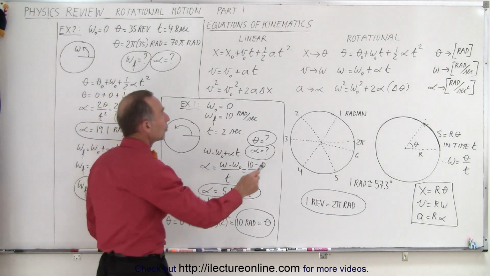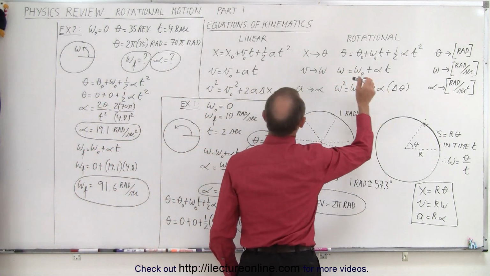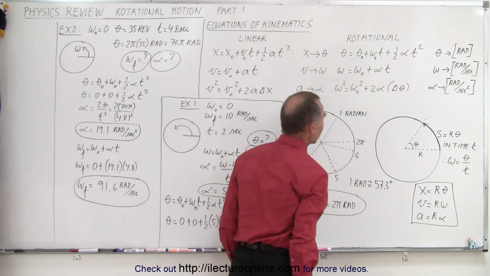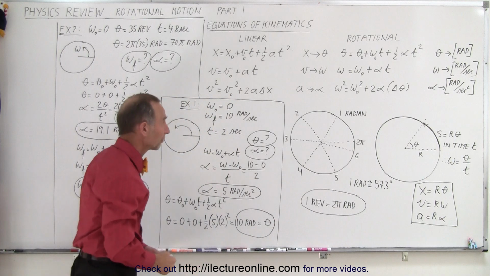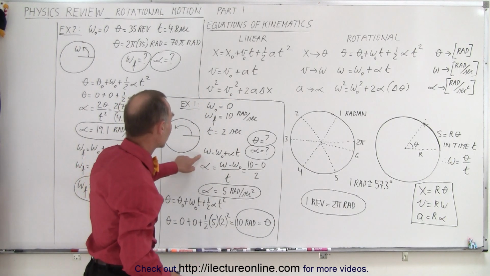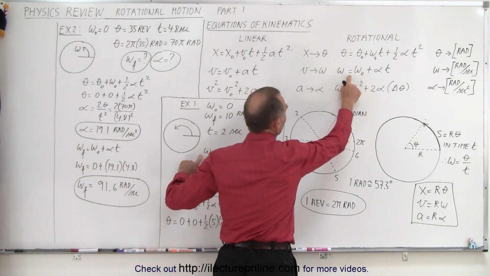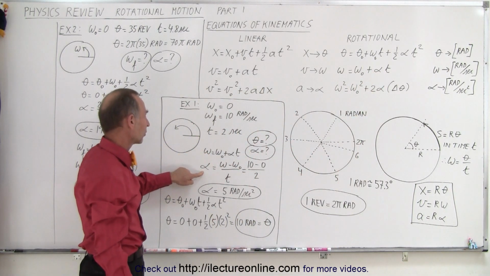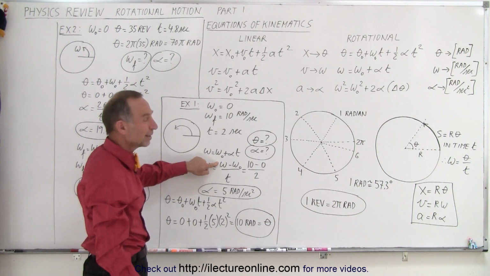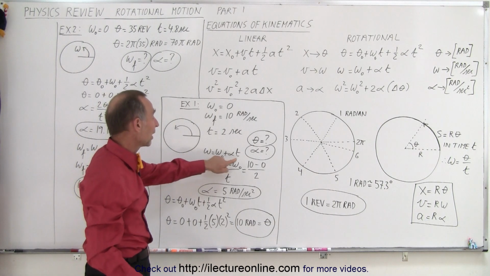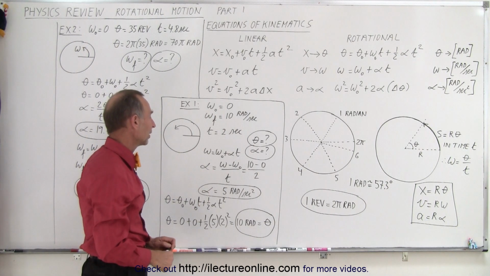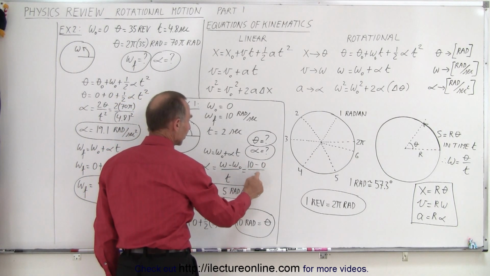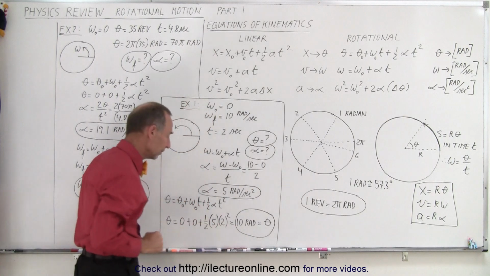So remember, we're going to use these equivalent equations. Instead of using the linear equations of kinematics, we're going to use the rotational equations of kinematics, or angular equations of kinematics. So starting out, we're going to start with the second equation right here, and we're going to solve that for the angular acceleration. Notice we end up with angular acceleration equals the final angular velocity minus initial angular velocity divided by the time. So 10 radians per second minus 0 divided by 2 seconds gives us 5 radians per second squared.